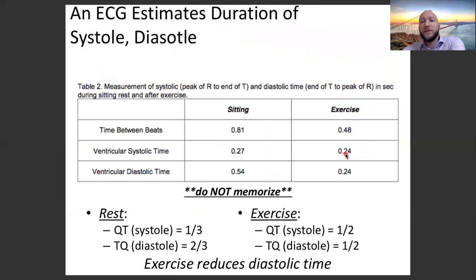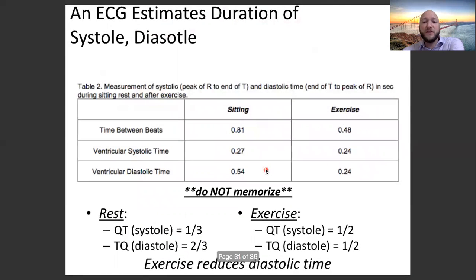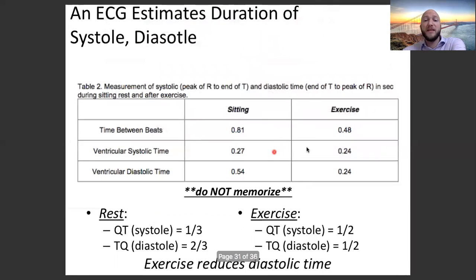Our heart wants to beat as efficiently as possible every single time. It's going to beat as efficiently as possible whether it's sitting or whether you're exercising. The part that changes is diastole, the time in between beats, this rest period. The time between beats goes down a lot. So 0.54 seconds to 0.24 seconds. Ventricular diastole changes a lot. Ventricular systole pretty much doesn't, or changes very, very slightly.